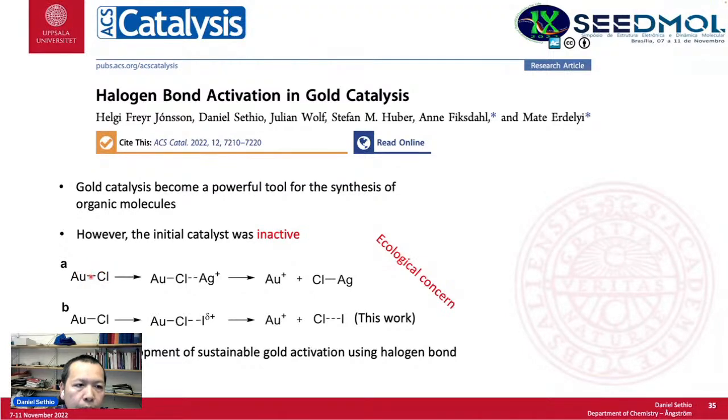To activate it, we need to abstract this chloride, and mostly people use silver to abstract this chloride to make this gold catalyst active. So in this present study, we suggest using this halogen bond donor to abstract this chlorine. And by using this, we believe that this is more sustainable compared to silver.